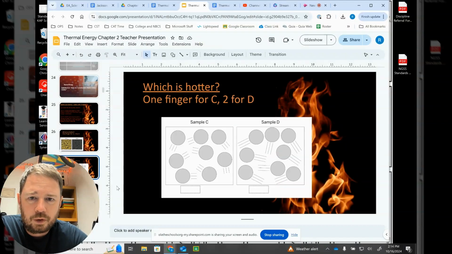Okay, here, which is hotter, C or D? The important thing to notice here are the movement lines. So D has longer movement lines. That means these molecules are moving faster on average. If they're moving faster, this one has more kinetic energy and is probably going to be hotter.